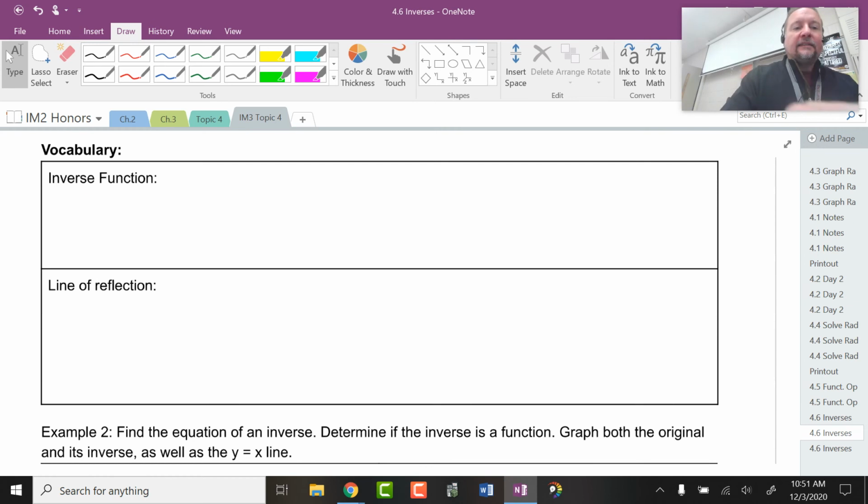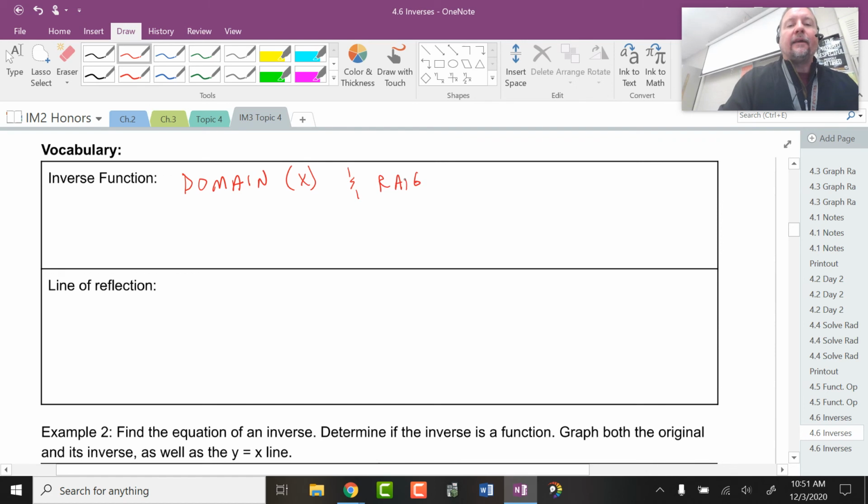Okay, so what's an inverse function, or what are we going to do when we find the inverse of a function or an equation? What we're going to do is a domain x and range y exchange.